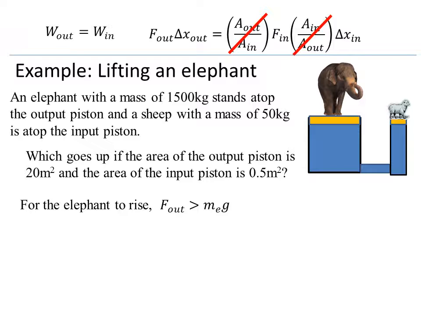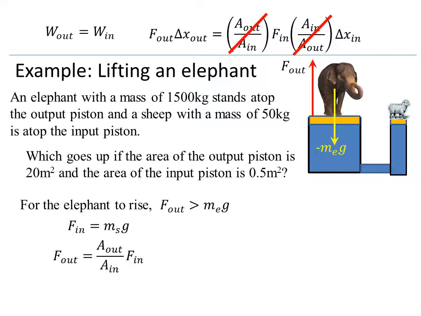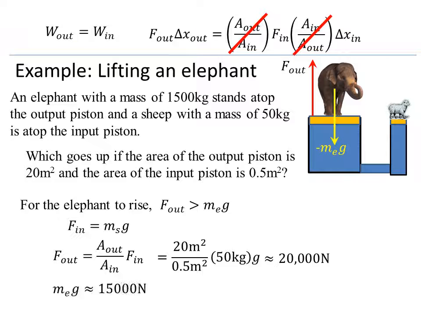For the elephant to rise, F out must be greater than the weight of the elephant, or the mass of the elephant times g. So there are the forces. F in is equal to the mass of the sheep times g. So if we use our formula that F out is equal to the area out divided by area in times F in, we have that 20 meters squared divided by a half meter squared times 50 kilograms times g is equal to 20,000 newtons. Well, the weight of the elephant is around 15,000 newtons, so the elephant rises.